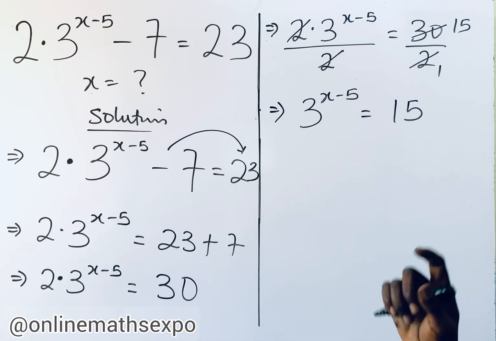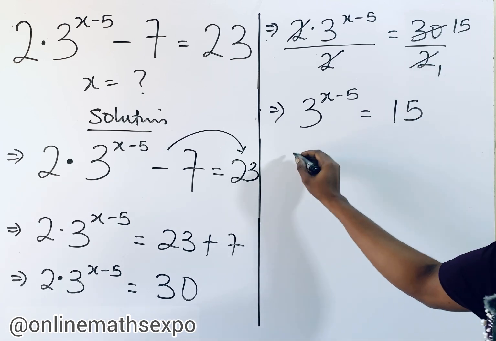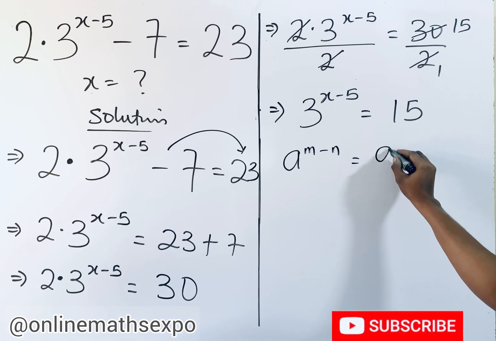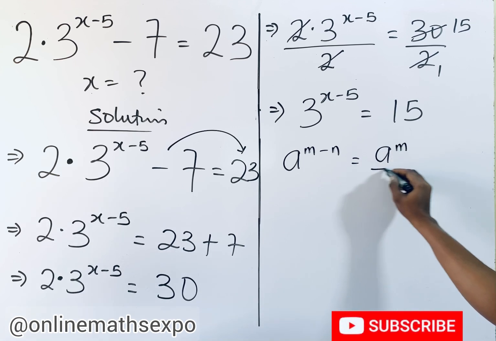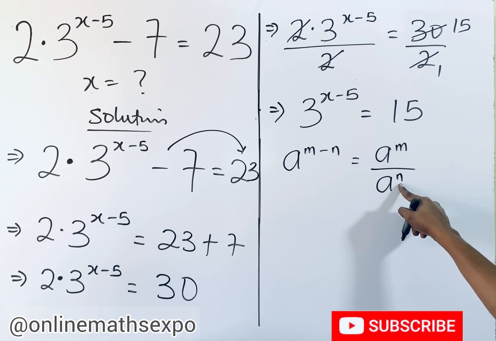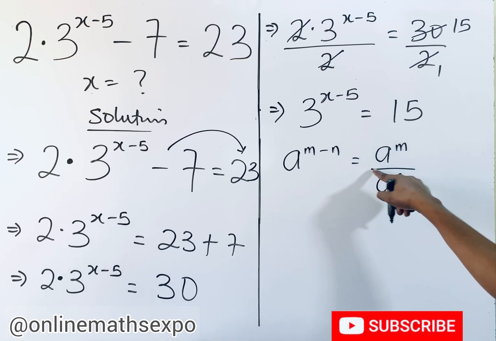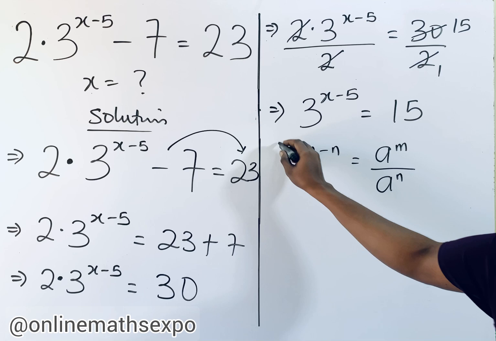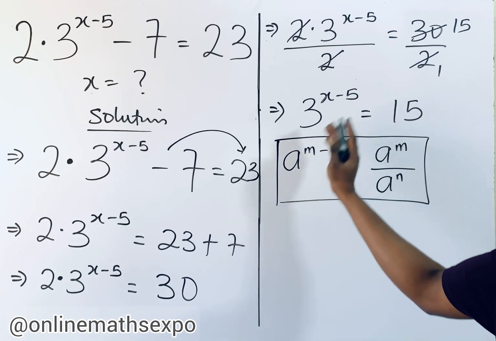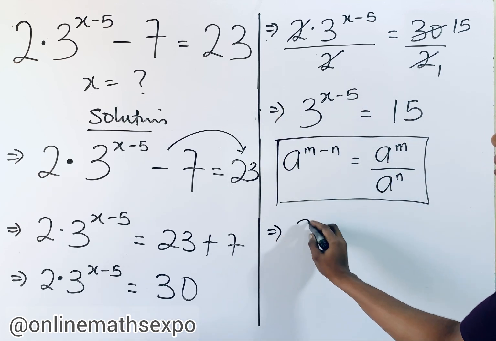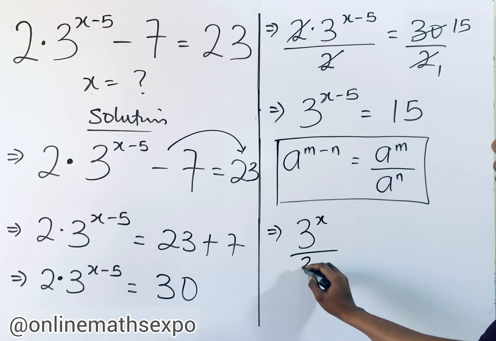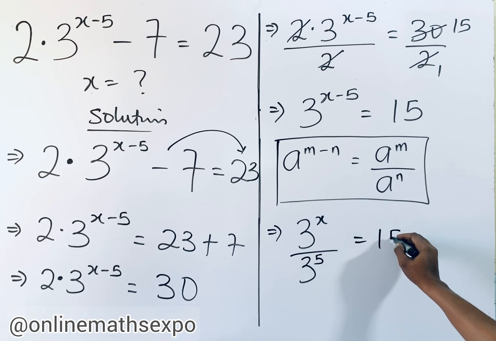Now at this point, quickly remember, each time you have a to the power of m minus n, it is the same thing as a to the power of m divided by a to the power of n. The subtraction sign in the power turns to division of the two, because it's the same base. Did you see? So to apply this on the left side, we are going to have 3 to the power of x divided by 3 to the power of 5. Interesting. Is equal to 15.